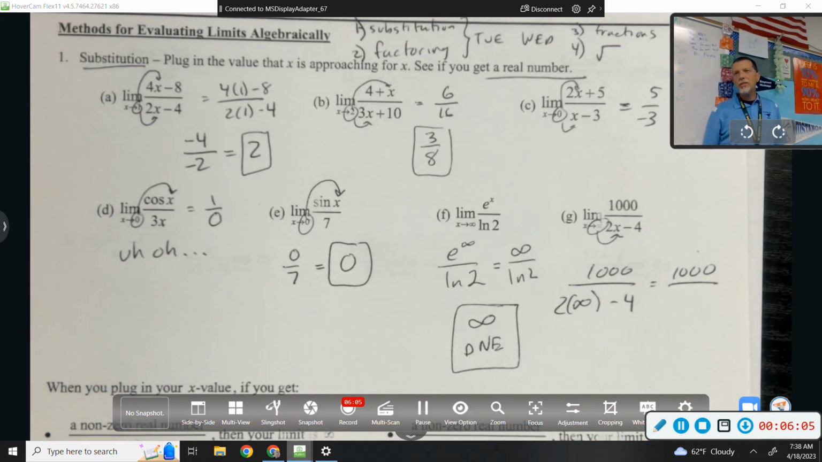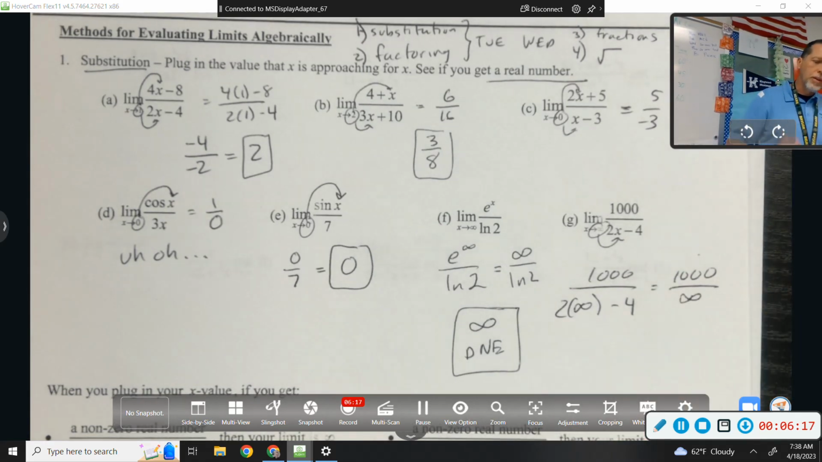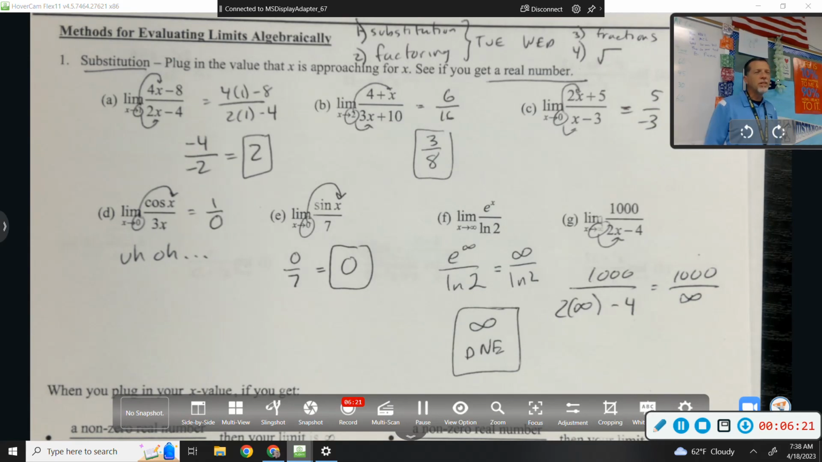Two times infinity minus 4. What's that going to be? That's still infinity, right? You double a really big number and then you subtract 4. Well, you still got a really big number. What about 1,000 divided by infinity?